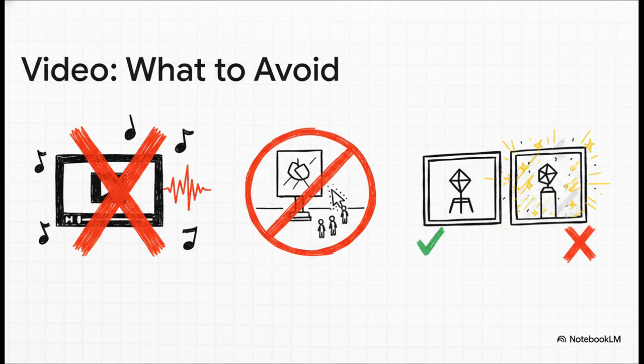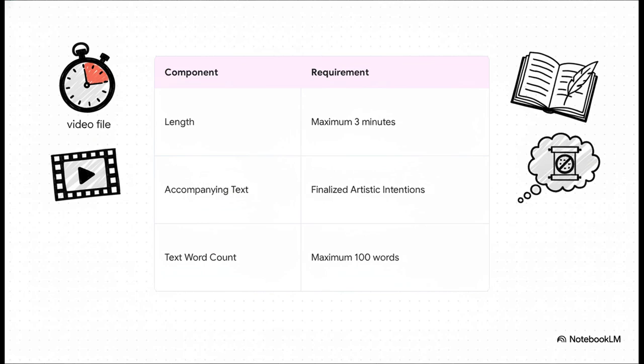Just keep it real. So wrapping up the final specs, keep the video under 3 minutes. It also needs a tiny bit of text to go with it, 100 words max, stating your final artistic intentions. This is basically your final artist statement, a super concise summary of what your piece is all about.